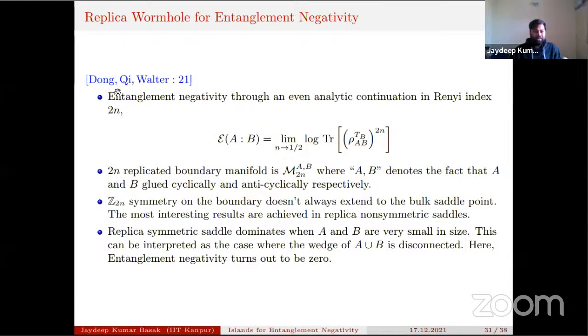where we first try to understand this construction in this paper, where negativity was proposed as an analytic continuation of Rényi index 2n. Now this 2n replicated boundary manifold is M2n AB, where A, B denotes the fact that A and B group cyclically and anticyclically respectively. Now this Z2n symmetry on the boundary doesn't always extend to the bulk saddle points. Now we will get the most interesting result when this Z2n symmetry doesn't extend to the bulk saddle points. But when it does, what we get is identically zero result for negativity.